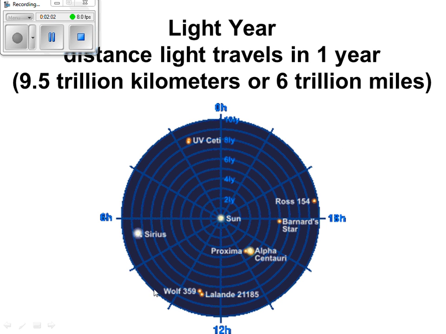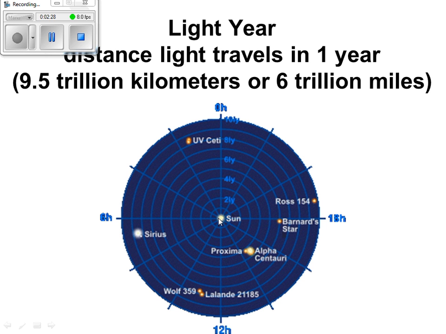In the universe, though, the stars are so incredibly far away from us that we have another term called light years. And light years is a distance. It's the distance light travels in 1 year. It happens to be 9.5 trillion kilometers or 6 trillion miles.